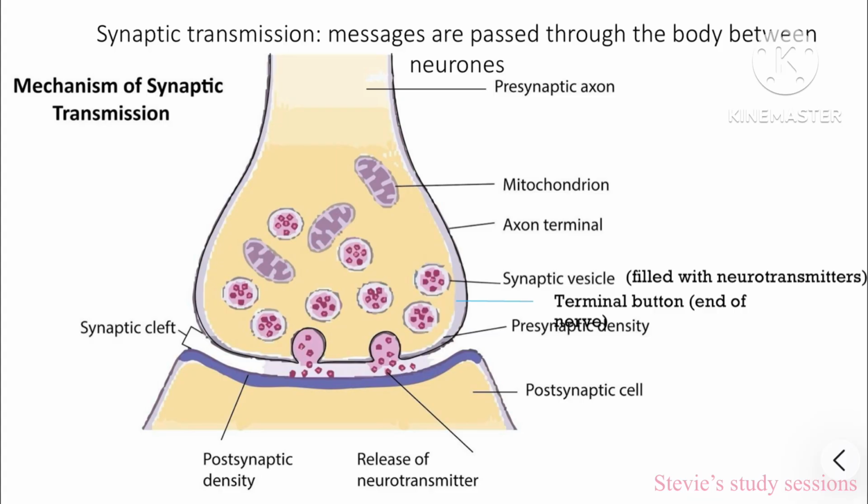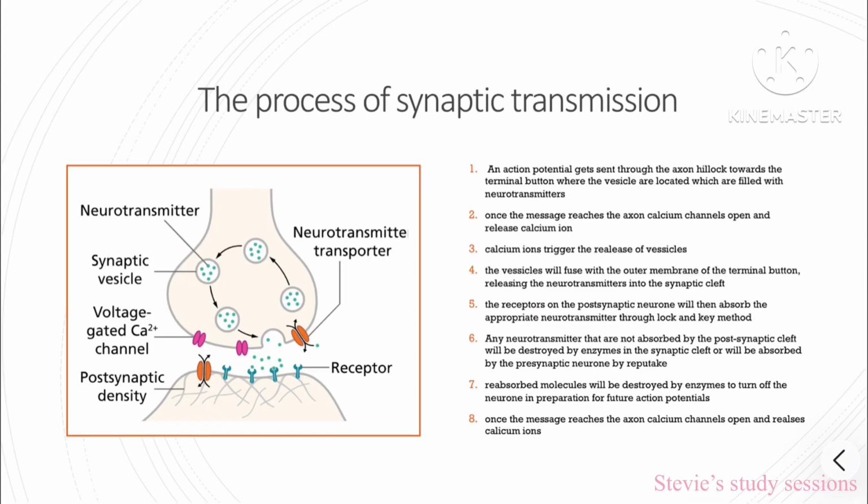It's good to know how to label this, because when in your exam we need to explain this, you can draw it, label it, annotate it, and then explain it. So you need to know the process of synaptic transmission. This normally comes up as a 3 marker. 1. An action potential gets sent through the axon hillock towards the terminal buttons where vesicles are located which are filled with neurotransmitters. 2. Once a message reaches the axon, calcium channels open and release calcium ions.